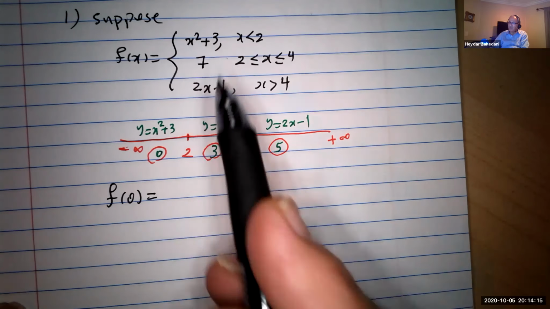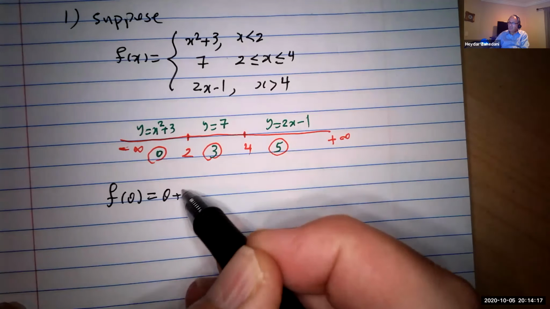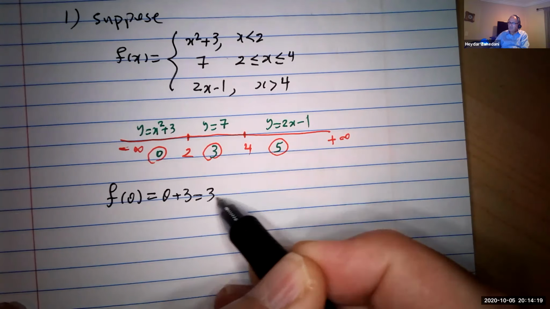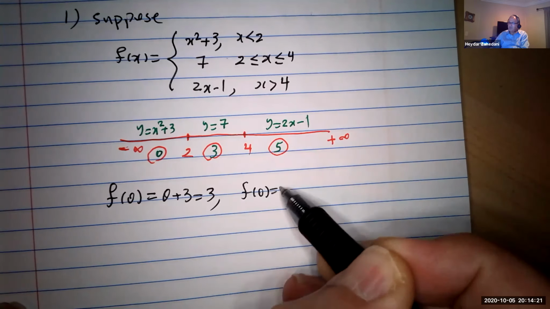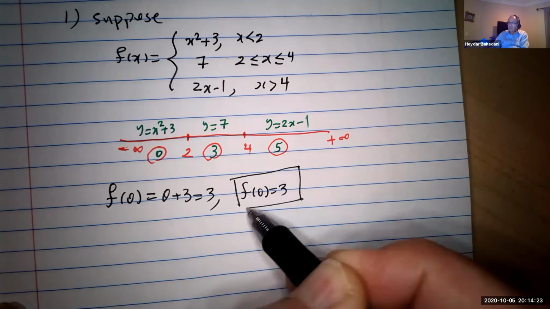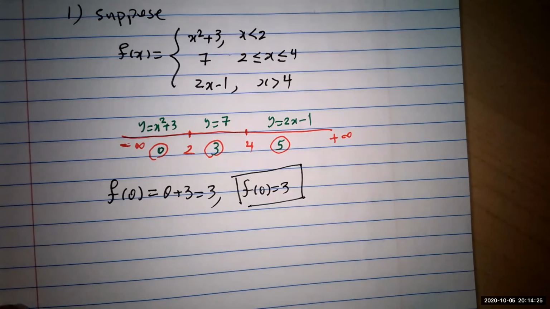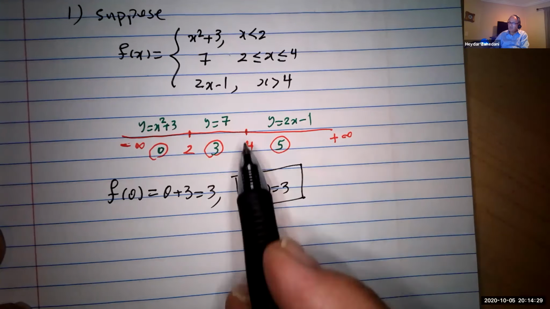So this is your formula. It would be 0 plus 3, which is equal to 3. So f of 0 equals 3. Okay, so this is the first one. Postal service. That's it, very good, excellent, postal service.